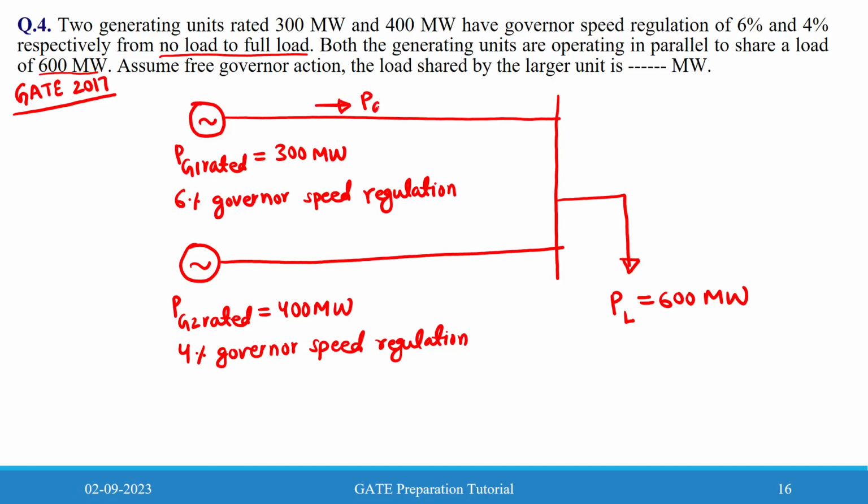We need the load share by the larger unit. The larger unit is the 400 megawatt one, so PG1 and PG2. Larger unit means in this question it is asked about only PG2. Once you find one value, you can easily get the other by subtracting from 600 megawatt.